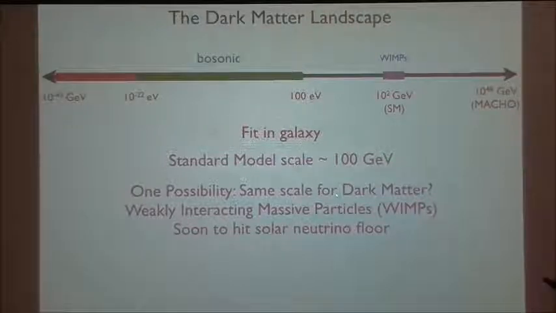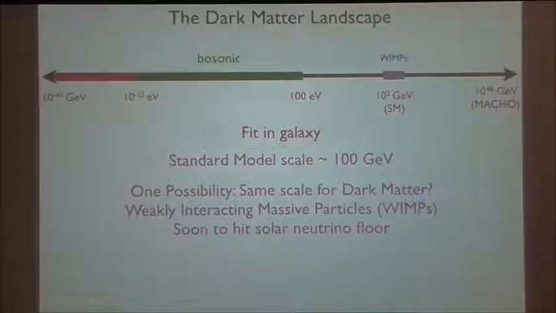But this experimental program is soon about to hit the solar neutrino floor, right? Beyond which progress may be quite hard. And one has to ask, how do we go past that limit? Since the WIMP is such a good story, how do we go past the solar neutrino floor? So that's one theme of this talk as well.